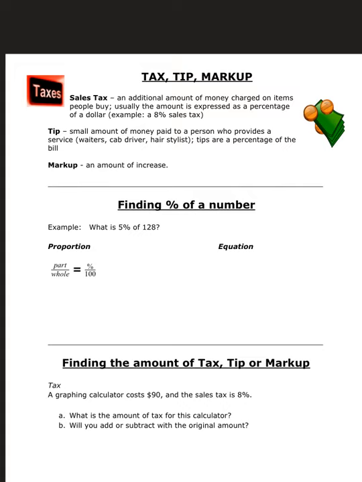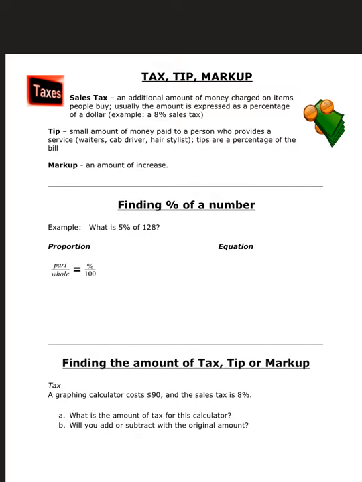Then you have markup, and markup is an amount that something is increased. For example, when a store buys a product, they buy them in large quantities, so it costs them less. But when they put it on their shelf to sell, they charge people more than what they originally paid for, so that would be considered a markup.